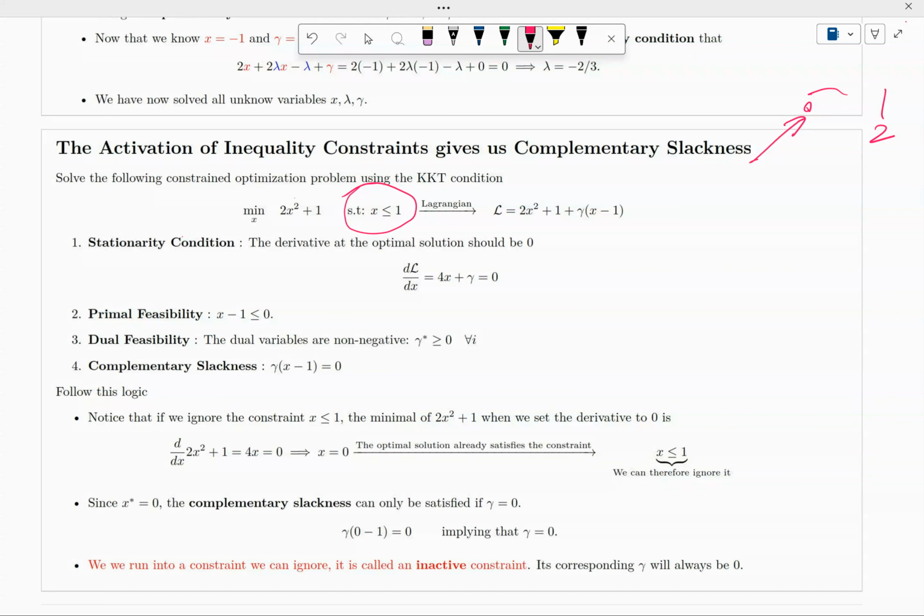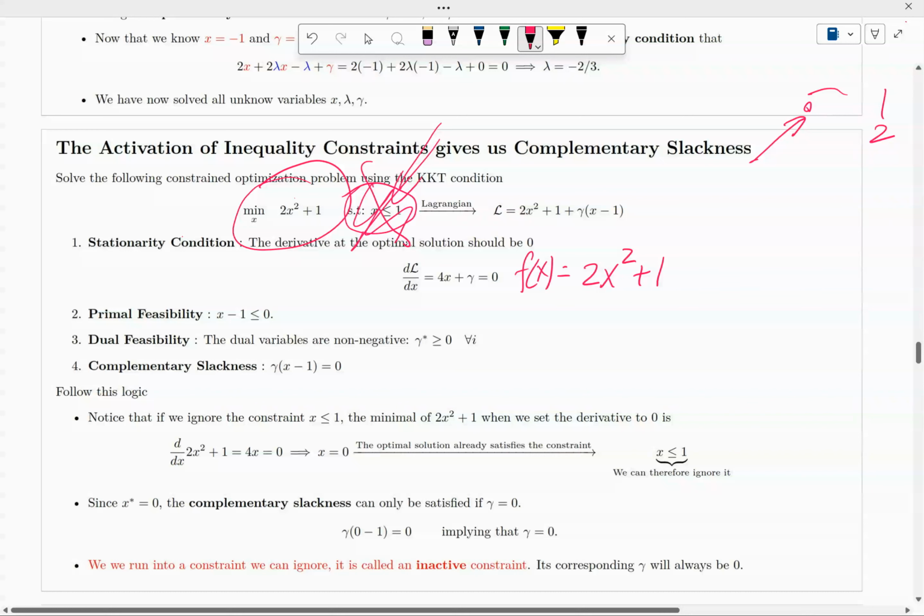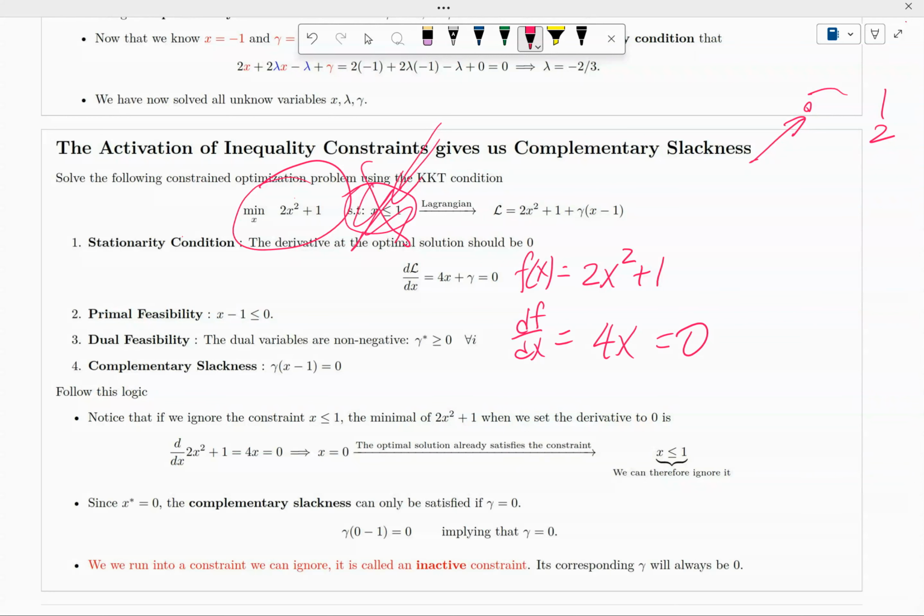The way we check if it's activated is by just solving this, ignoring the inequality constraint. So let's say there is no inequality constraint. The solution for this is 2x squared plus 1. This is the function. We take the derivative, df dx, which is 4x, and set it to 0. It's saying that x star is equal to 0. So 0 is the best solution if you ignore the constraint.